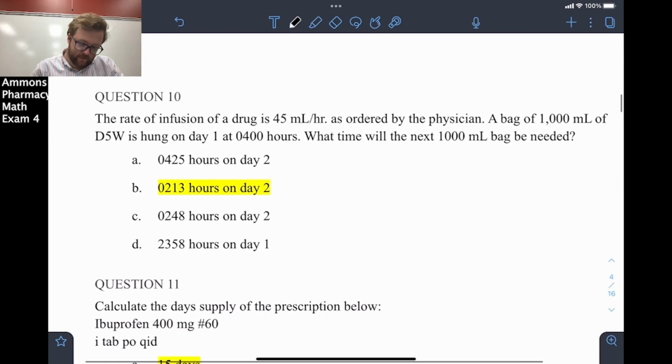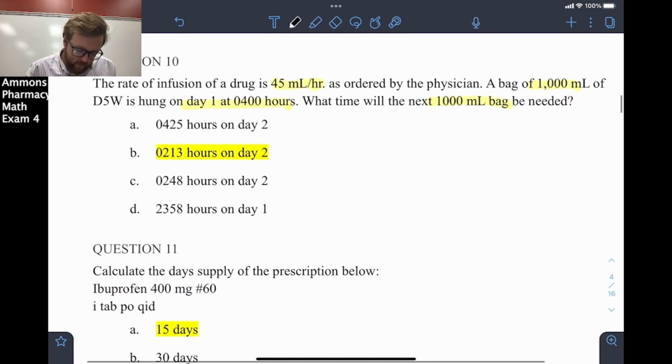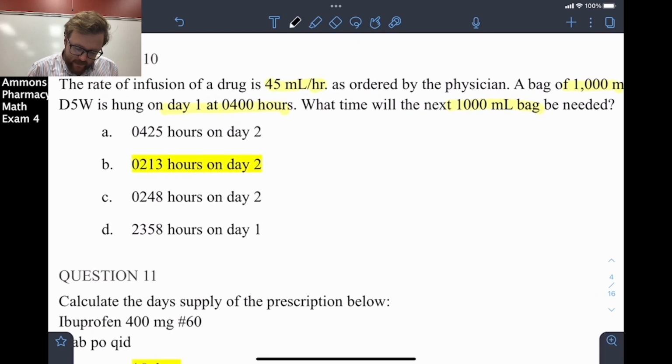Rate of infusion problem. So we have 45 mils an hour. A bag of 1,000 mils is hung on day 1 at 0400 hours. When will the next 1,000 milliliter bag be needed? Okay, so it's basically a rate of infusion, and we need to know if it expires and when to replace it. So we have 1,000 mils going at 45 mils an hour. Okay, so how fast is it going to be depleted?